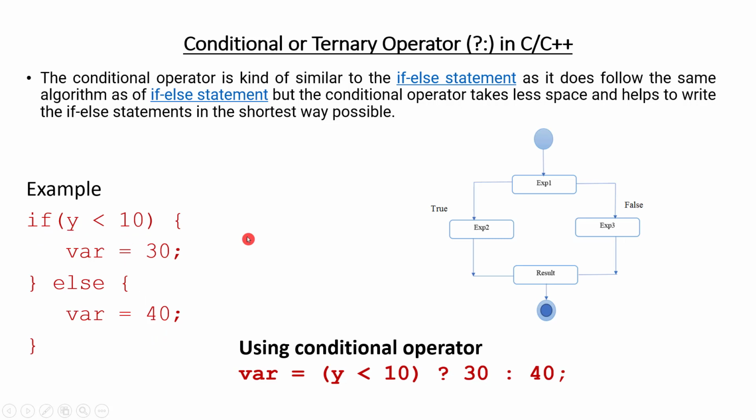In this program you need to provide a value for y. You need a cin input. Suppose you are giving a value of 9. If you give input 9, y is less than 10, it's correct. Then var equal to 30 will be displayed. Suppose you give 15, then this condition is wrong. Directly it will come to var equal to 40.